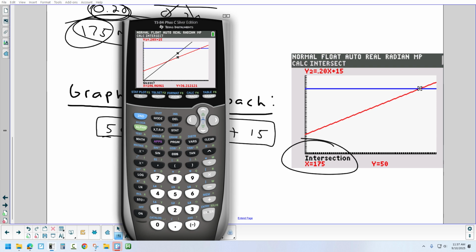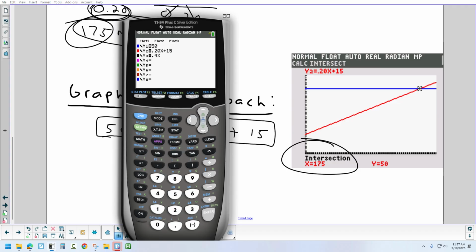But the guess still doesn't matter. In fact, I could put the guess way over here. And if I hit enter, it still finds it. No problem. When would the guess matter? So that's the last thing I'm going to show you, when the guess matters.